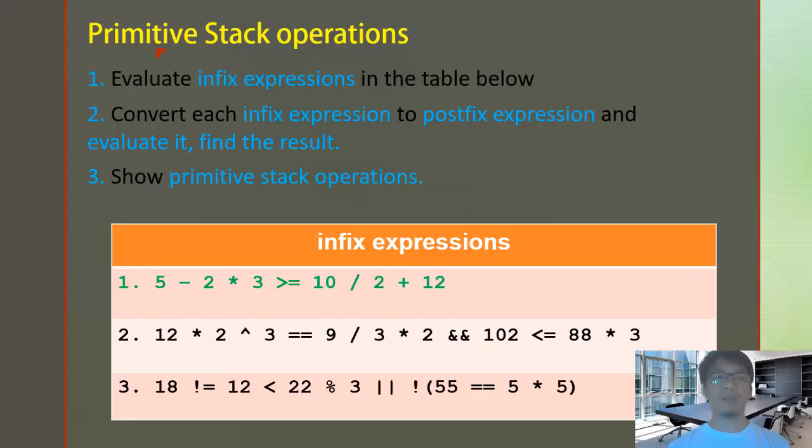Hello everyone, let's have some exercises on how to use infix expressions to show primitive stack operations. Before that, we'll have some expressions here. I'll be showing this to you: number 1, number 2, number 3. Those are the expressions that we'll be going to evaluate, convert to postfix, and also to show the primitive stack operations. So let's start with number 1.